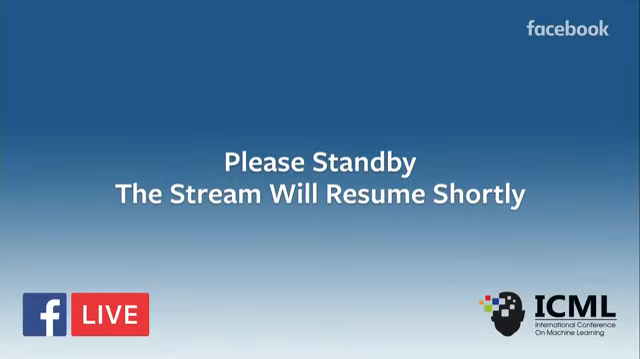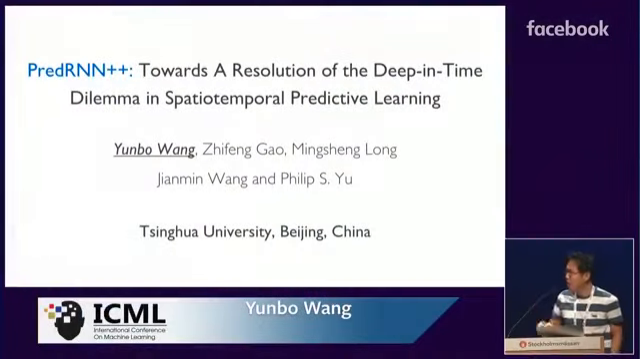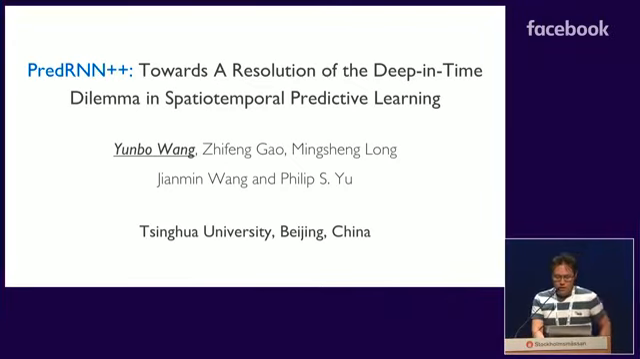So the next talk is by Yunbo Wang, and it is called PredRNN++: Towards a Resolution of the Deep-in-Time Dilemma in Spatiotemporal Predictive Learning. Okay, hello everyone. My name is Yunbo Wang, and I'm a third-year PhD student from Tsinghua University. I'm co-supervised by Professor Longming Sheng and Philip Yu. And I'm very happy to introduce our work here.